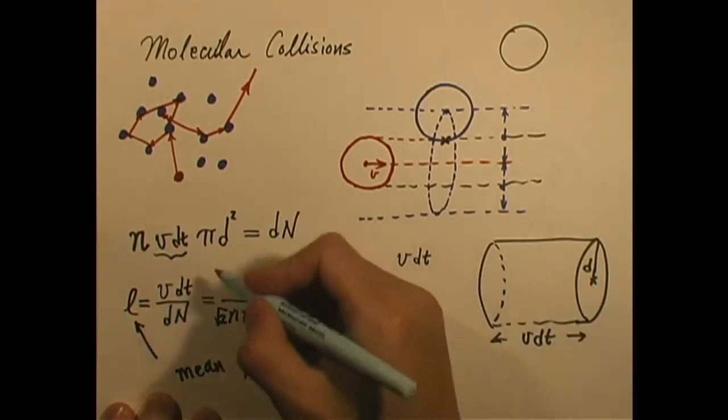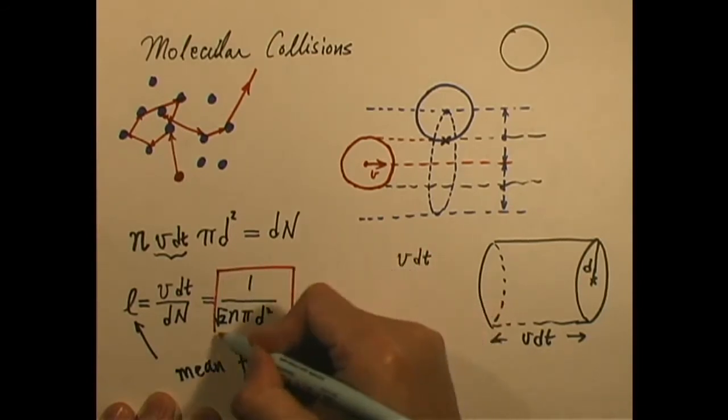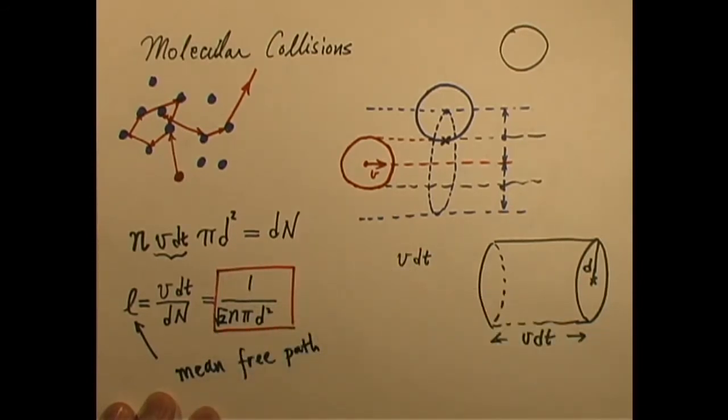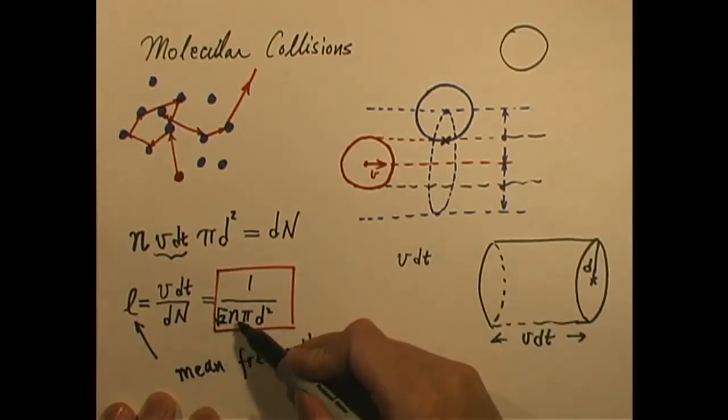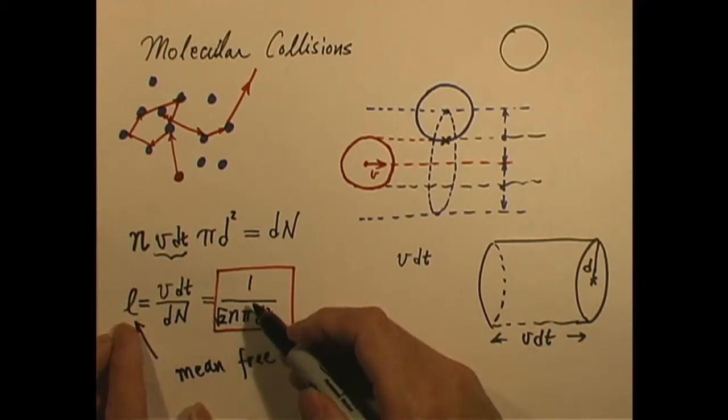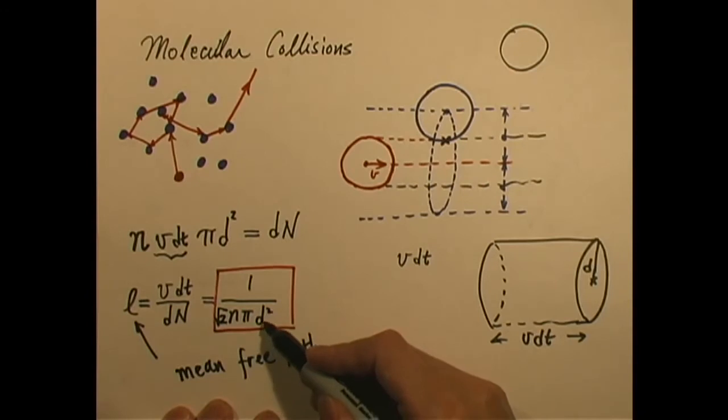Okay, mean free path. The mean free path depends on several things. Depends on how dense the molecules are packed, of course. The denser, then the shorter the mean free path. It also depends on the size of each molecule, the diameter of each molecule. The bigger the molecules, the more likely you're going to hit each other, therefore the shorter the mean free path.